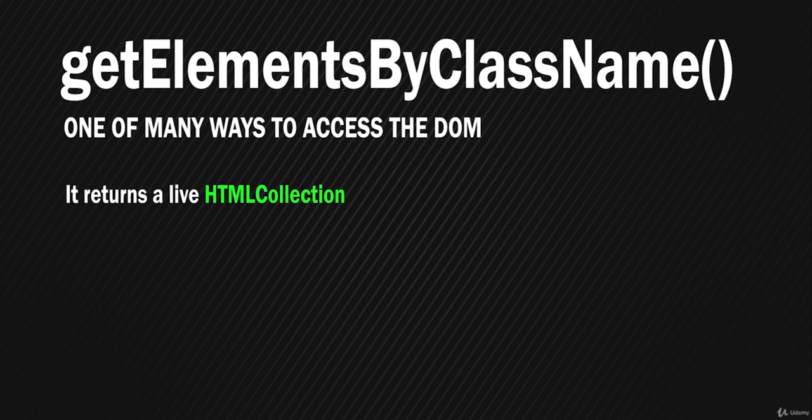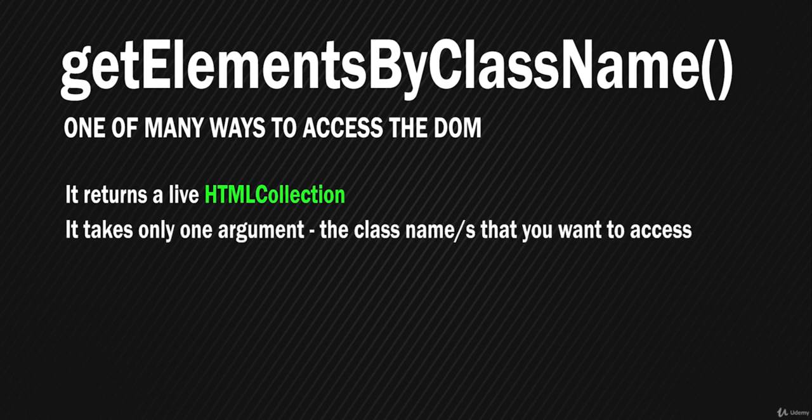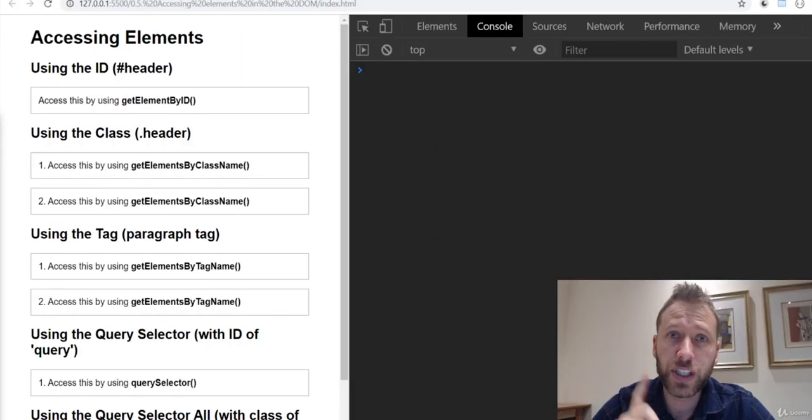Again, don't worry, we're going to have a whole section on what these mean. And two, it only takes one argument, the class name or names that we want to access. With that said, let's jump over to the browser and start coding. As we've just discussed, one of the downsides of getElementById is that we can only grab one element at a time. So it's super annoying in many cases.